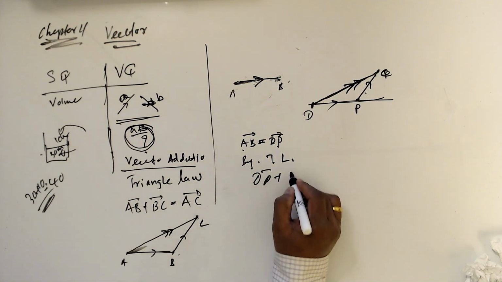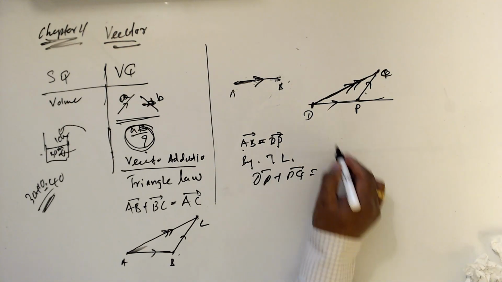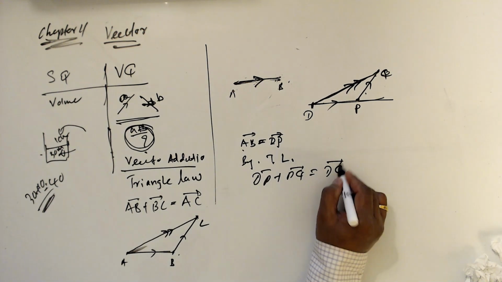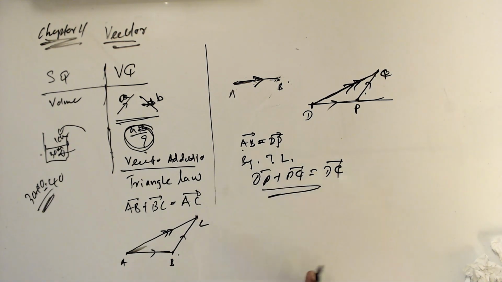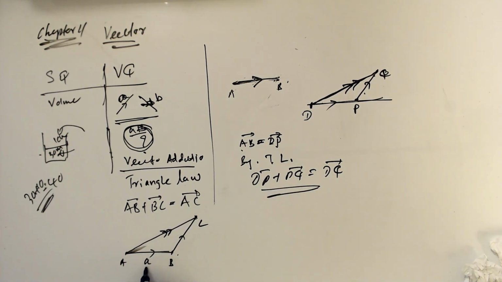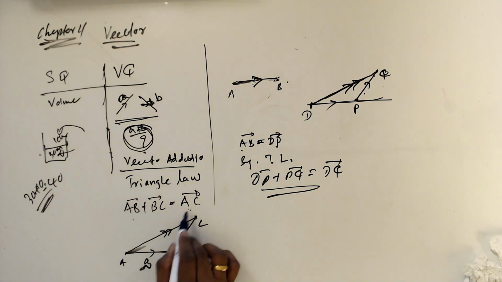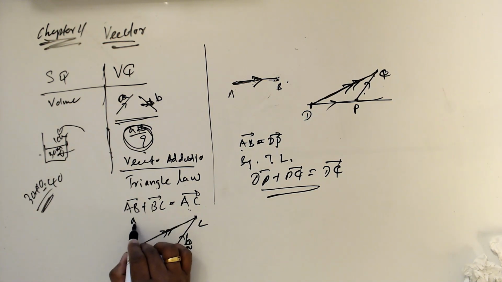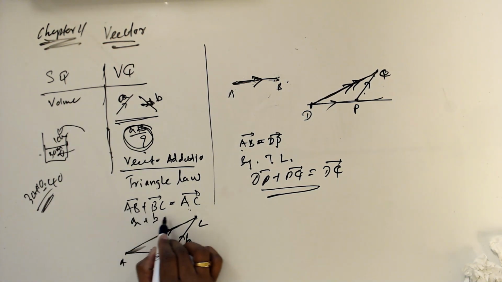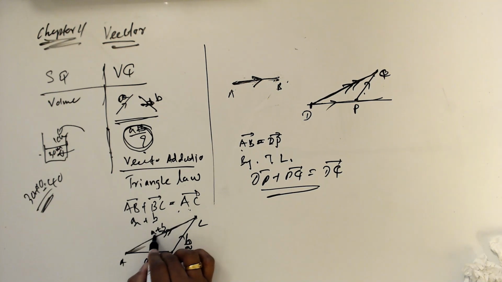DP plus PQ is DQ. I can write in terms of this one. This is A and this is B, bold. I will write like this with a symbol underneath, then you know that is A. So what is AC? What is the total? Total means A plus B. So this is A plus B, in this direction.